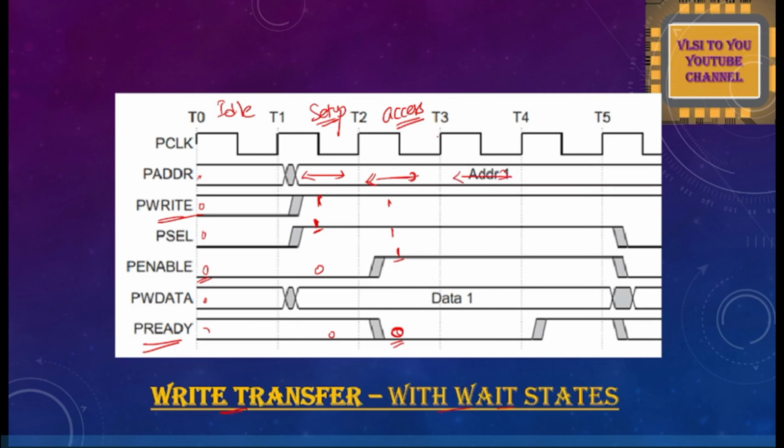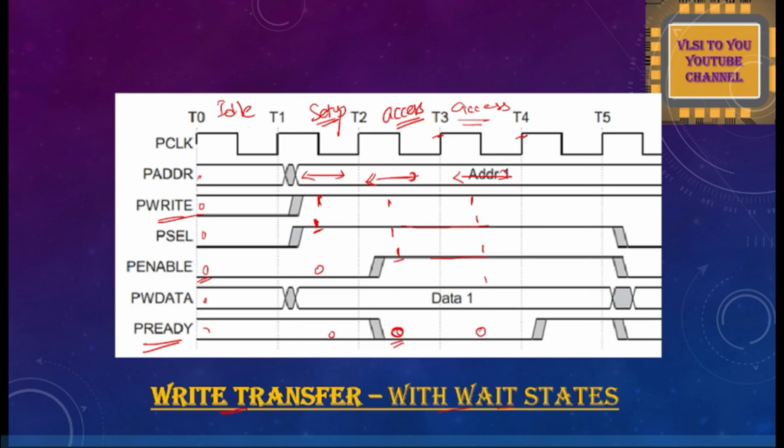In the next clock cycle also, if you see here, this is also the access state. Why is this also the access state? Because it didn't take any data. The slave didn't take any data from the master. So again, the same values here. This is 1, no changes. This is 1 and also this is 1. And also this is going to be 1.